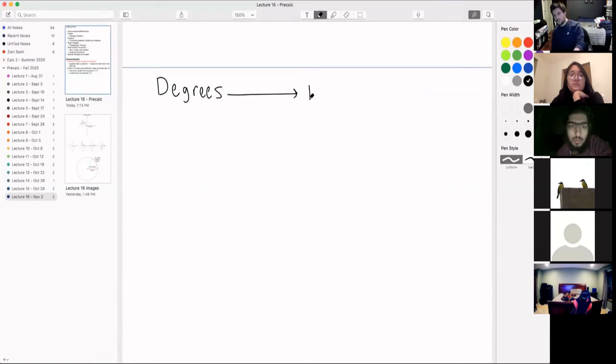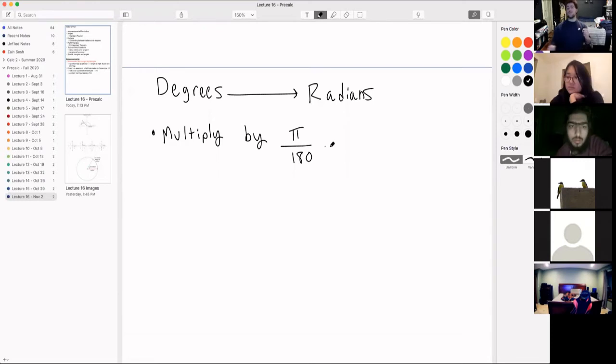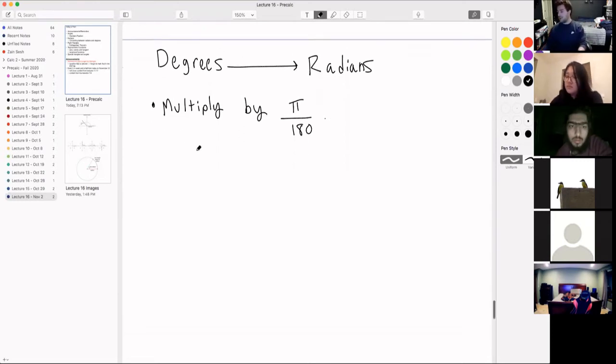Degrees to radians. And what is the formula? The formula is simply multiply by pi over 180. So you just take your degrees, multiply it by pi over 180.